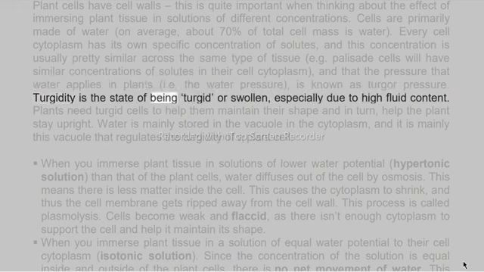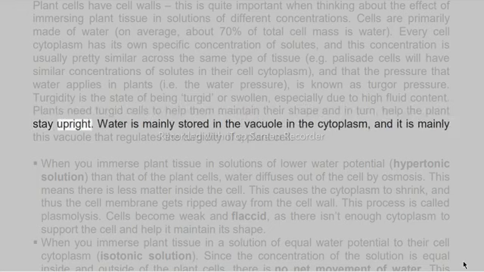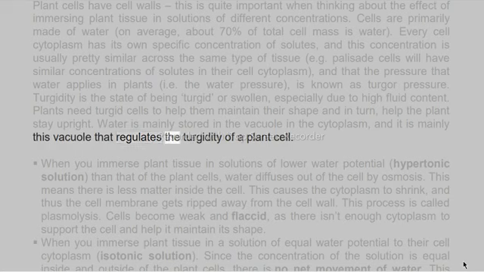Turgidity is the state of being turgid or swollen, especially due to high fluid content. Plants need turgid cells to help them maintain their shape and in turn, help the plant stay upright. Water is mainly stored in the vacuole in the cytoplasm, and it is mainly this vacuole that regulates the turgidity of a plant cell.